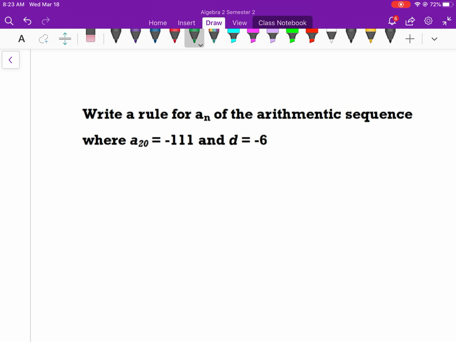Okay, moving on. Now I'm giving you the common difference and a specific term, and you write the rule for that. So again, we have a sub n is equal to dn plus a sub 0. What I have given you is a specific term and the common difference. So I'm going to take what I can and plug it in. I have that common difference, so I'm just going to say a sub n is equal to negative 6n plus a sub 0.